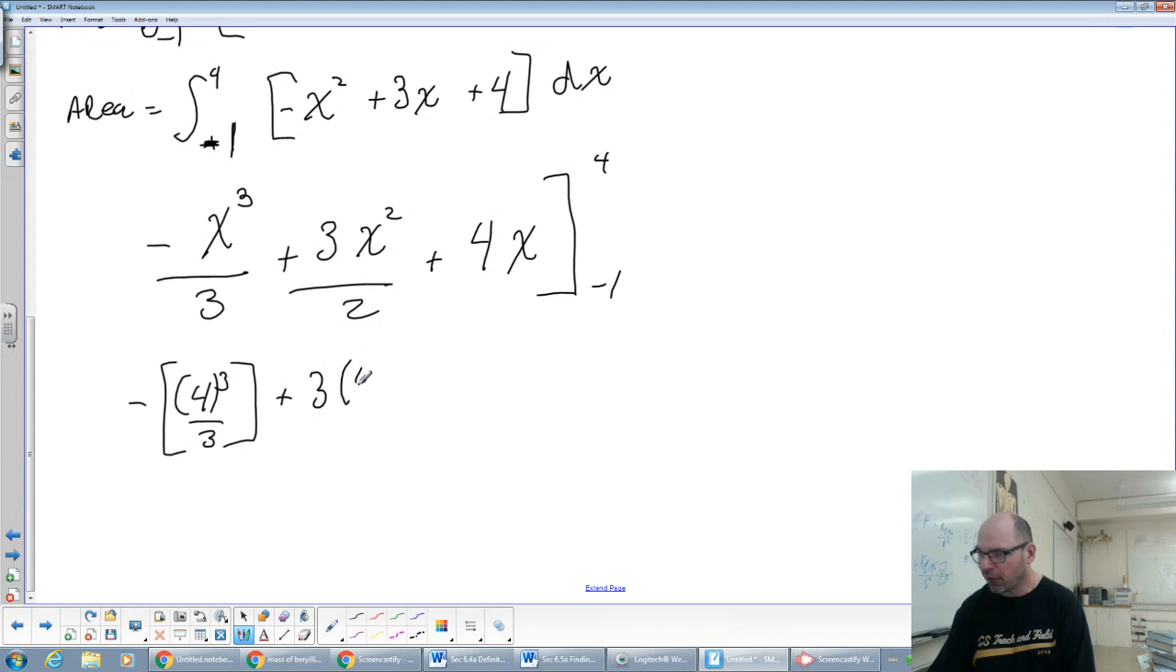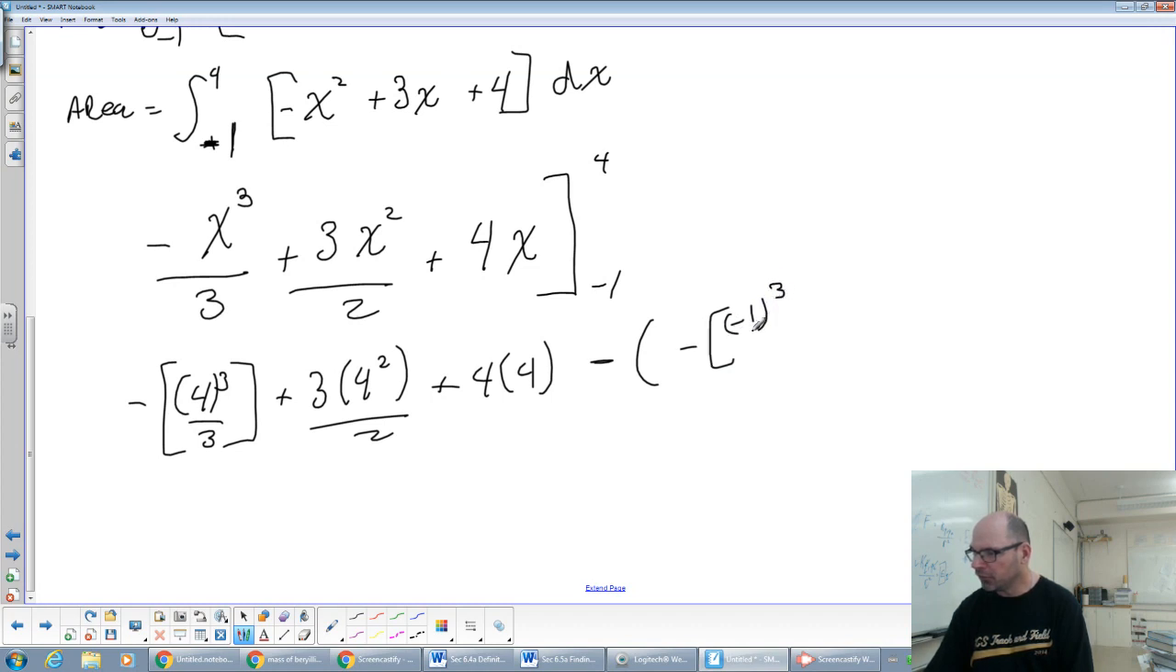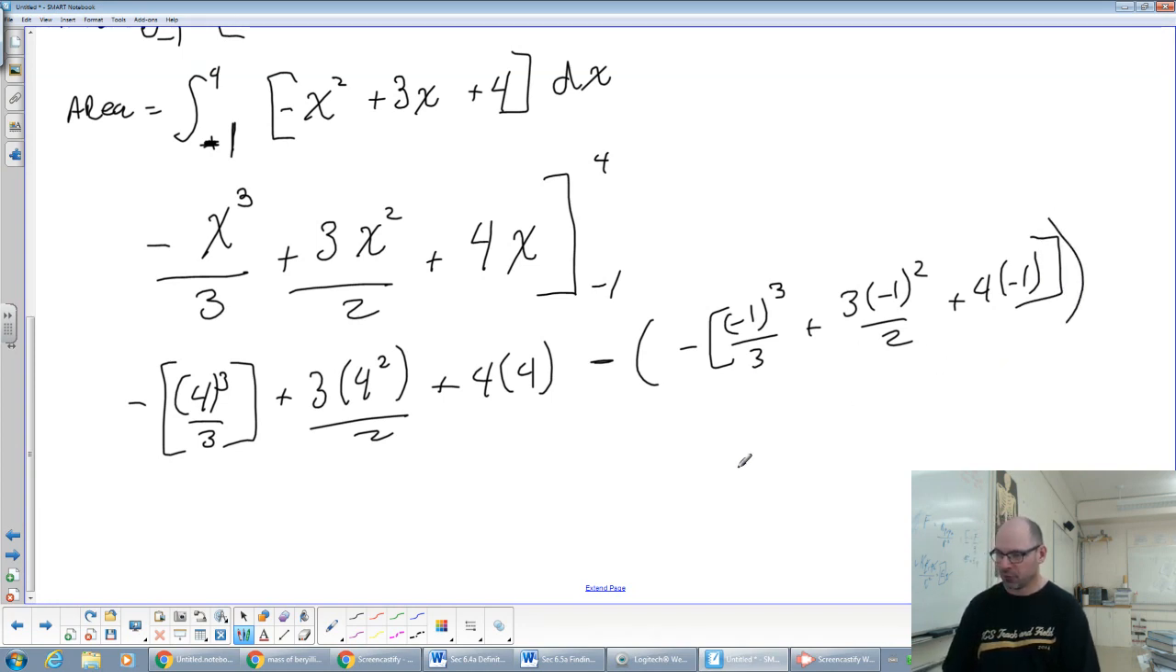plus 3 times 4 squared over 2 plus 4 times 4 minus, in brackets, the whole thing again, but with a -1 in front. A -1 cubed over 3. Okay, and then we got to put in this one, plus 3 times -1 squared over 2 plus 4 times -1. And all kinds of weird stuff there.